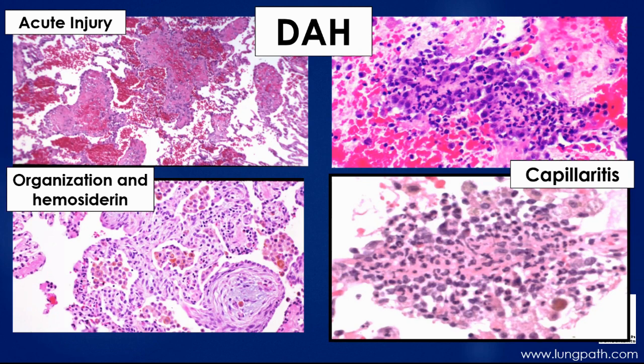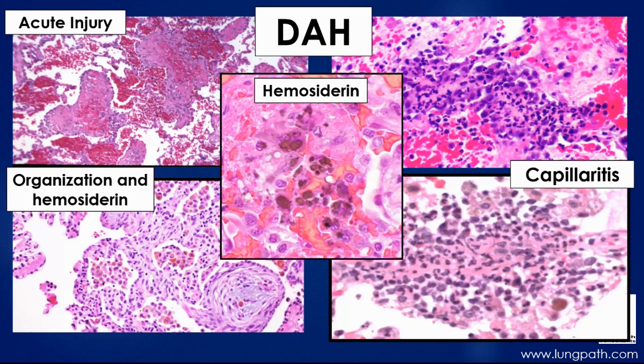Now, it's not always present in alveolar hemorrhage, but when it is present, it's a useful clue that this is a significant injury, number one, and that it is alveolar hemorrhage, number two. And then with time, of course, you get hemosiderin. And later on in the course of a patient's disease, you may see lots and lots of hemosiderin.